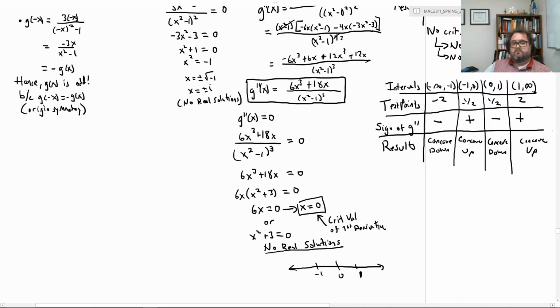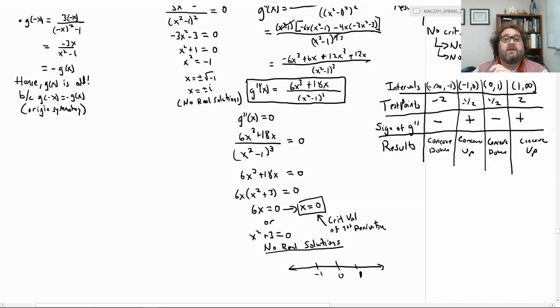All right. Now, we also need to consider the possibility of inflection points. Inflection points are where, first of all, the function's continuous, and we change from concave up to concave down, or vice versa. Now remember, -1 and +1 are discontinuities. So although it looks like we change from concave down to concave up at -1, -1's an asymptote. It's not an inflection point.